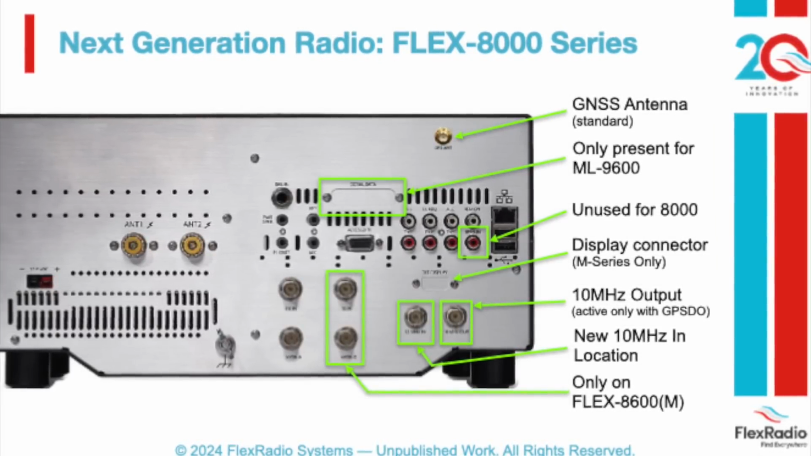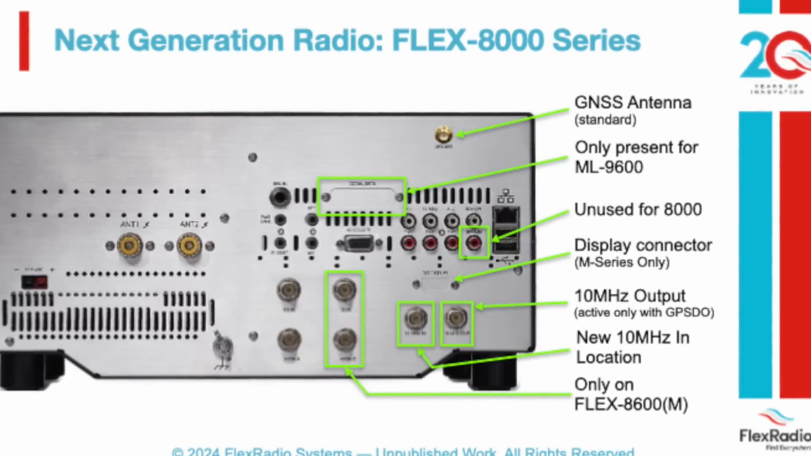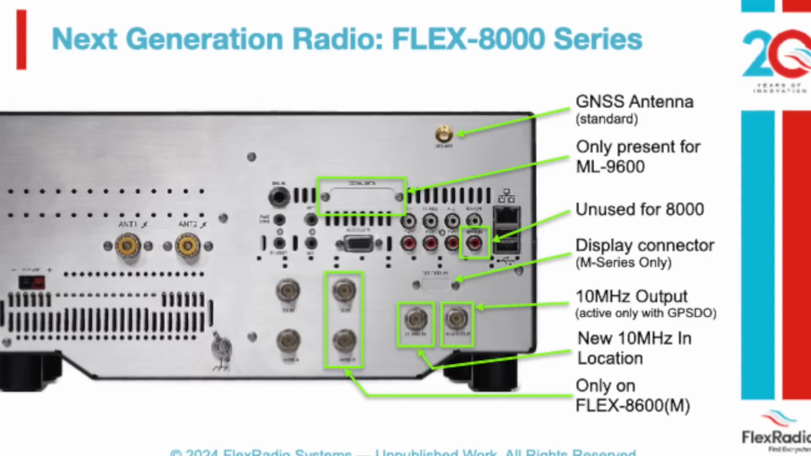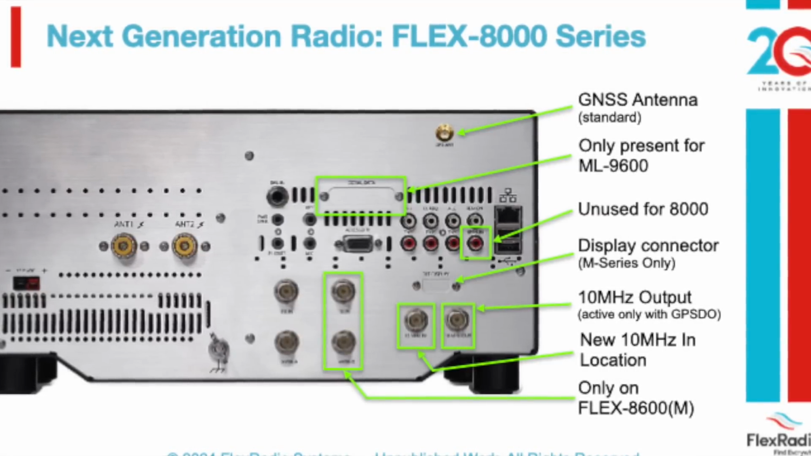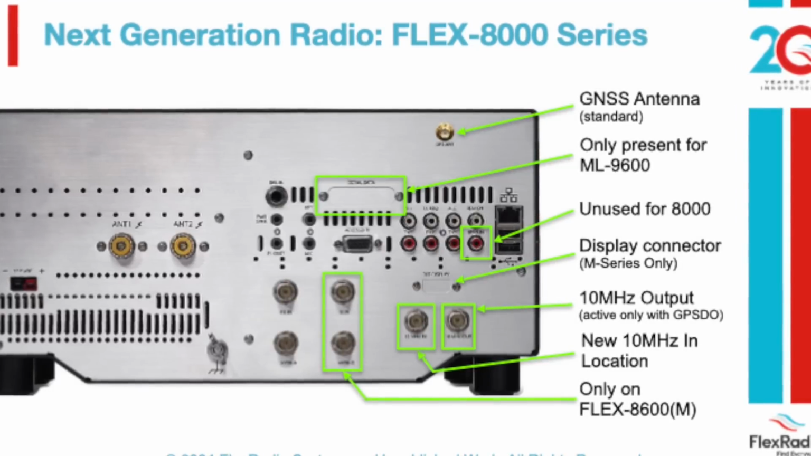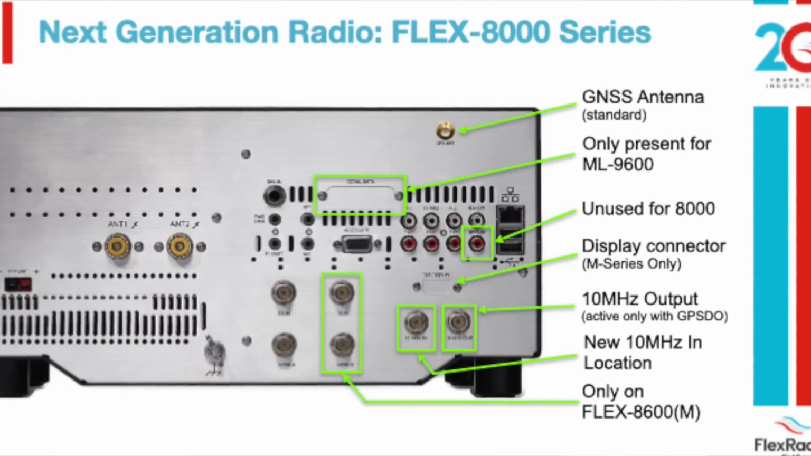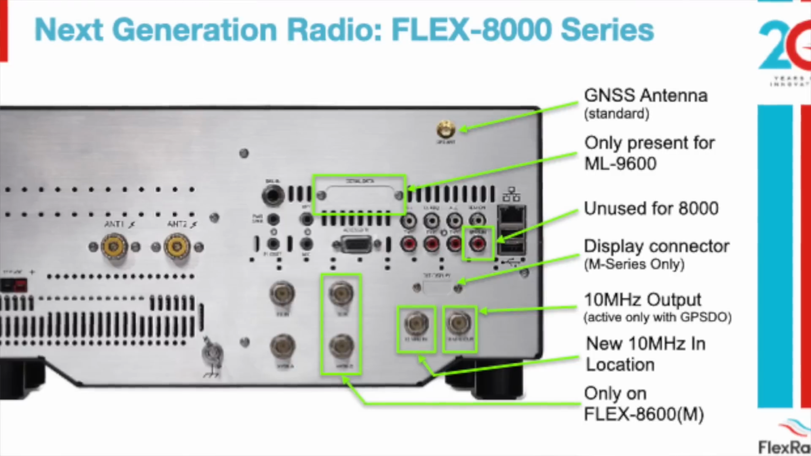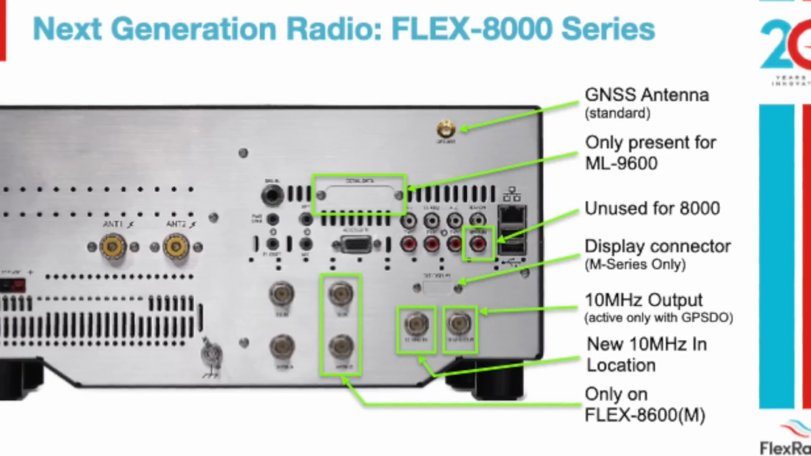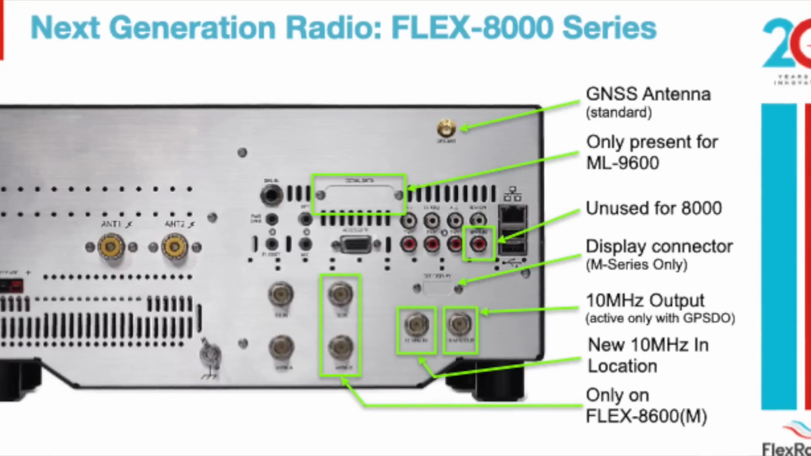There's a 10 megahertz output here that's only active if you have the GPS disciplined oscillator, and there's a 10 megahertz input on the radio. So if you have a 10 megahertz standard in your shack for some reason, you can run it in here instead of using the internal GNSS receiver. There's exciter and receiver ports on the back. This set is only available on the 86. The ones just to the left of it are available on the 84 as well. Any questions about the back of the radio and what's back here before I go on?